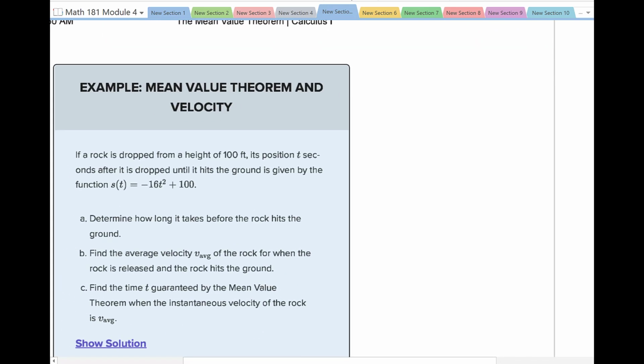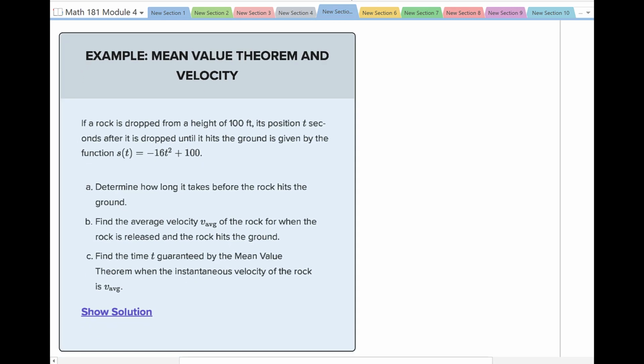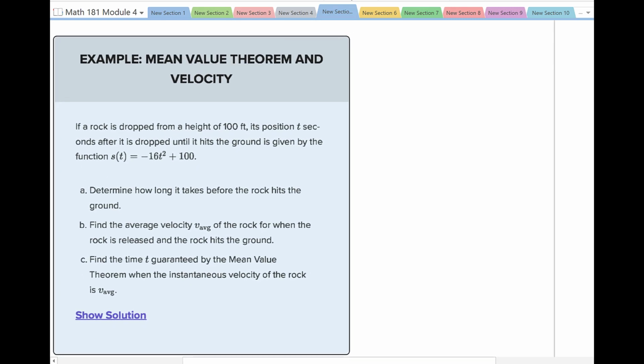Another example here. If a rock is dropped from a height of 100 feet, its position t seconds after it is dropped until it hits the ground is given by the position function s of t equals negative 16t squared plus 100. Determine how long it takes before the rock hits the ground. Then find the average velocity of the rock between when it is released and when it hits the ground, and find the time t guaranteed by the mean value theorem when the instantaneous velocity of the rock is equal to the average velocity. So several little parts to this.